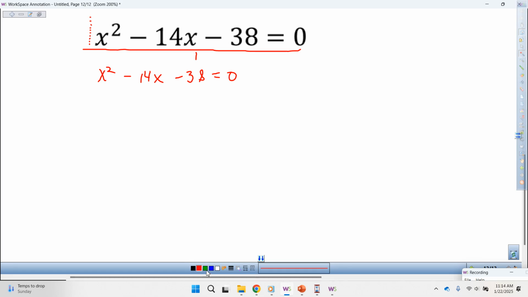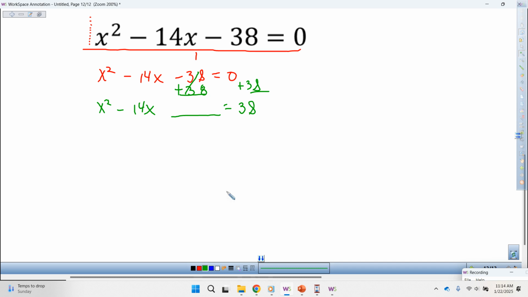Next step, eliminate the constant. What is a constant? Remind your neighbor, what is a constant? Very good. The number without a variable. What is that number, everyone? Negative 38. Is that correct? So we need to get rid of it. How do we get rid of it? By adding 38 to both sides. We're left with x squared minus 14x equals 38. So far, so good, yes?